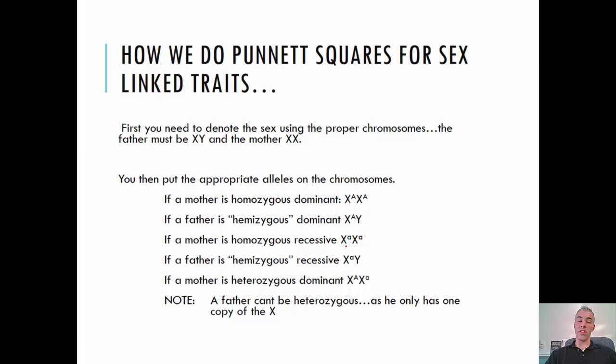This is showing a mother that's homozygous recessive because she's little a on the X. Notice we designate the X chromosomes with the little a's. And then a mother that's heterozygous would look like that. She'd be a carrier, okay? Remember, a father can't be heterozygous because he only has one copy of the X.